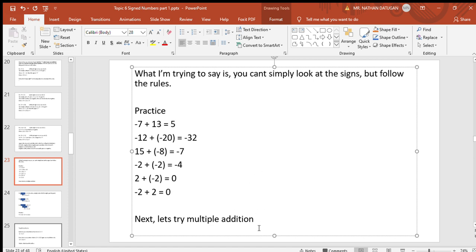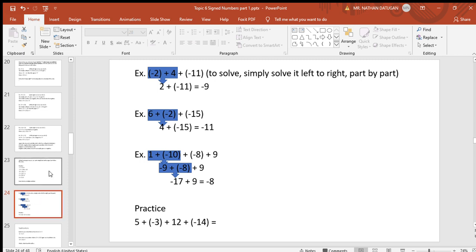Now let's try multiple additions. So we have negative 2 plus 4 plus negative 11. To do this, you're just going to do it two at a time. So in this case, we have negative 2 plus 4. They have different signs, so we subtract. 4 minus 2 is 2. And since 4 is the larger, we have a positive 2.